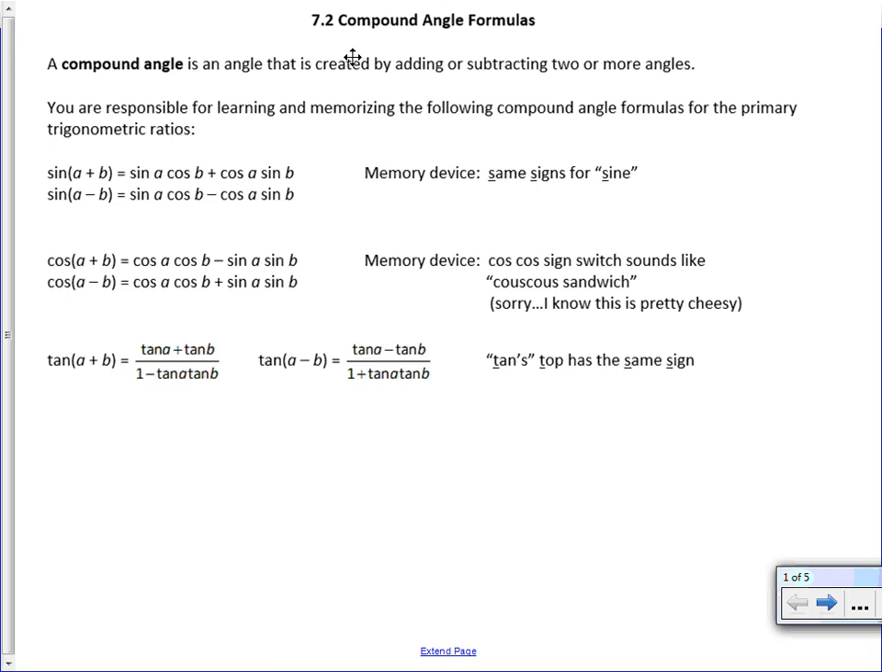So for cosine, first of all, notice it doesn't alternate. It's cos, cos, and then sine, sine, and the sign switches. So cos of A plus B is cos A cos B minus sin A sin B. Cos of A minus B is cos A cos B plus sin A sin B. So what's the little memory device you could think of here? Cos, cos, sine, sine, switch, sounds like couscous sandwich. So couscous sandwich: cos, cos, sine, sine, switch. So that's a way to think of it.